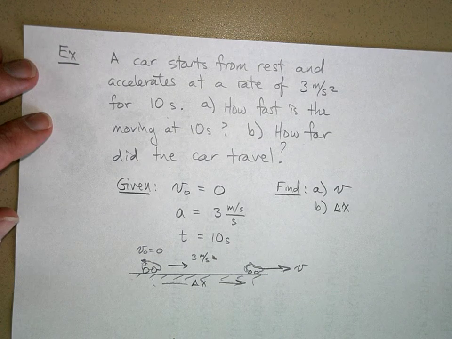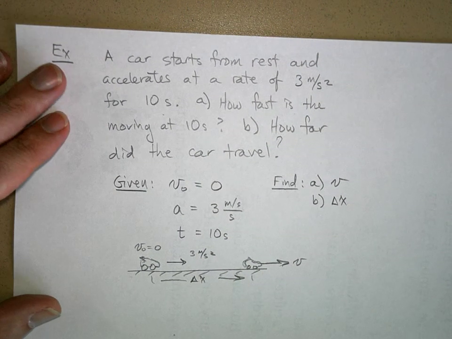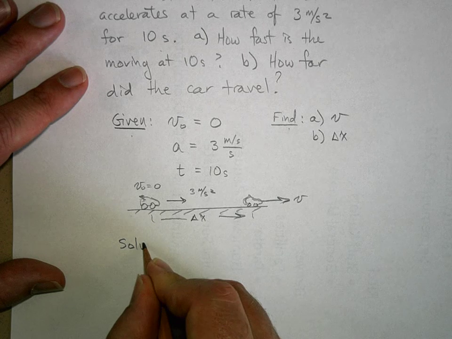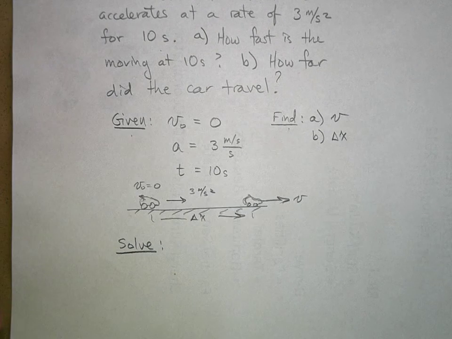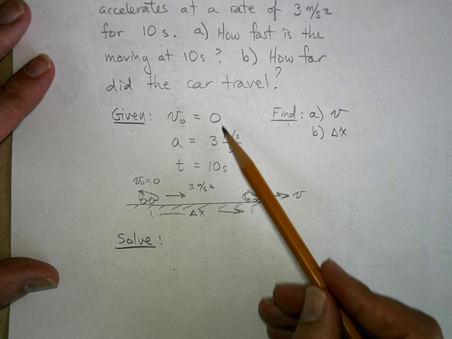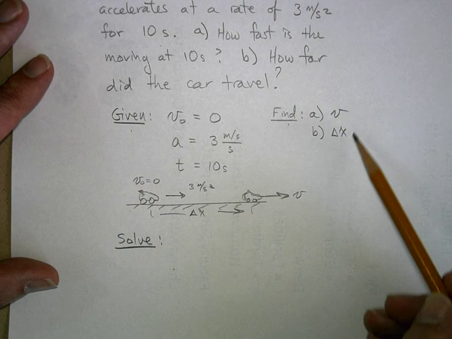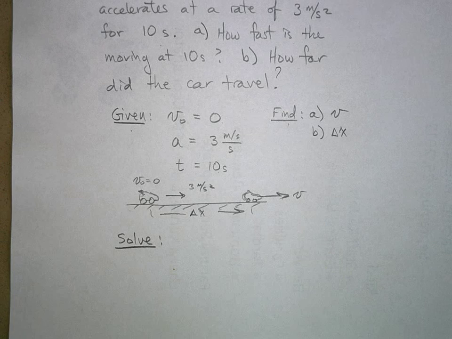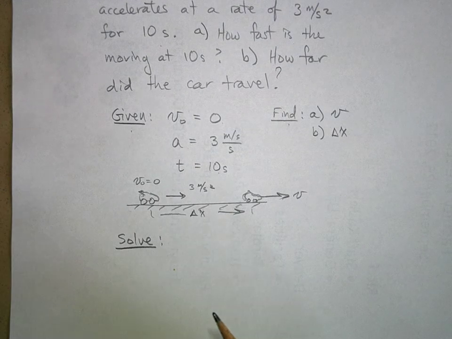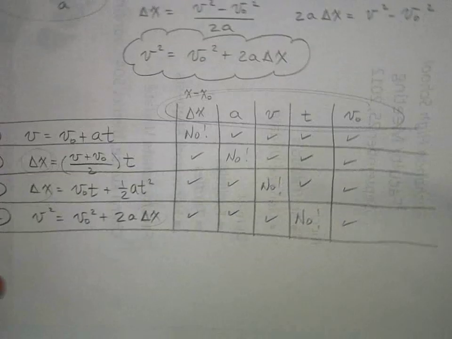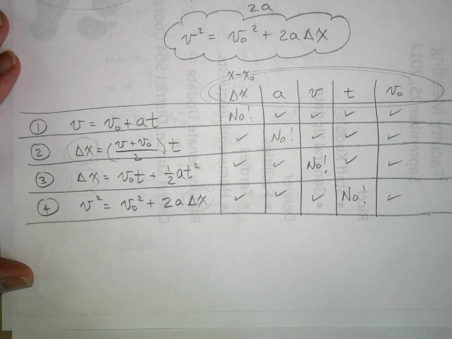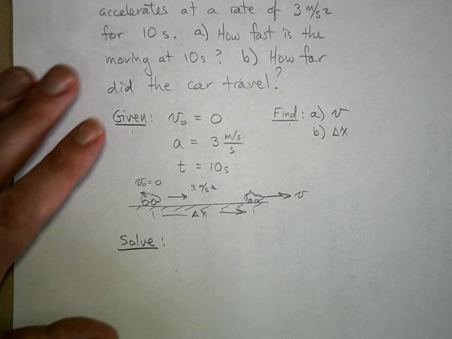And so now we're ready to solve. So write out given, write out what you're trying to find, and solve. Now, what I do, and this is pretty easy, but I look at this and I say, all right, I know my initial velocity, I know my acceleration, and I know my time. I don't know delta x. There's no delta x given. That's a little hint. No delta x given, and I'm trying to find velocity. Boom, I'm going to use that equation. So I use the first kinematic equation for part A.